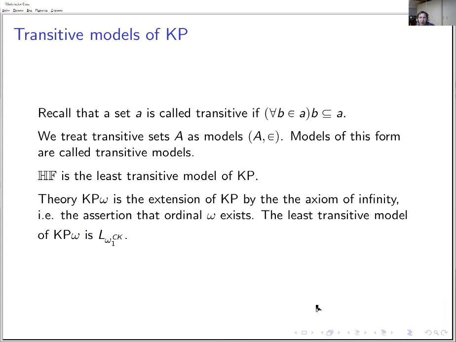Okay, so now let's go to the discussion of transitive models of KP.